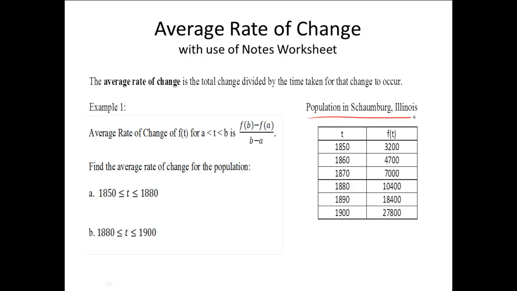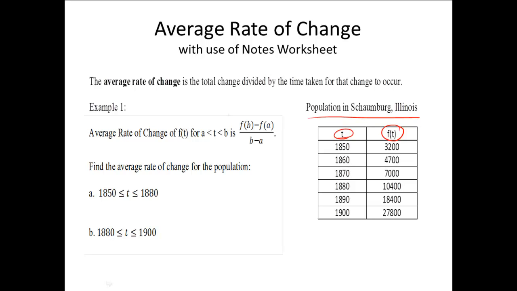Here we've got the population in Schaumburg, and we're looking at a function of time. Time is our x value, and y is our f of t, the population. In 1850, there was a population of 3,200. In 1860, a population of 4,700, and so on.